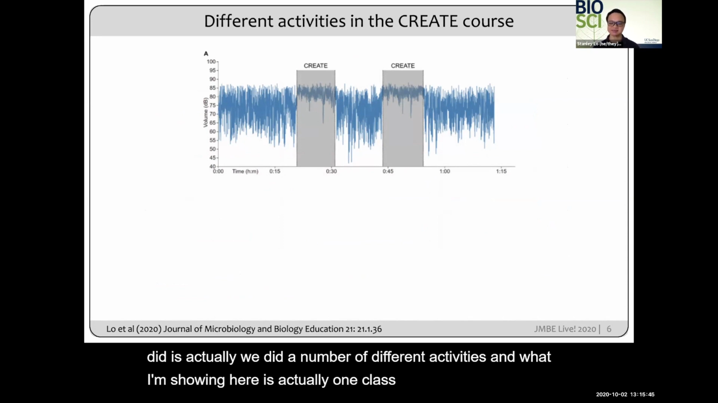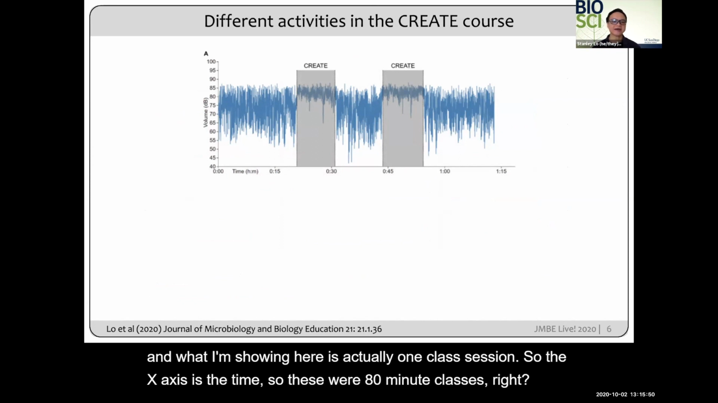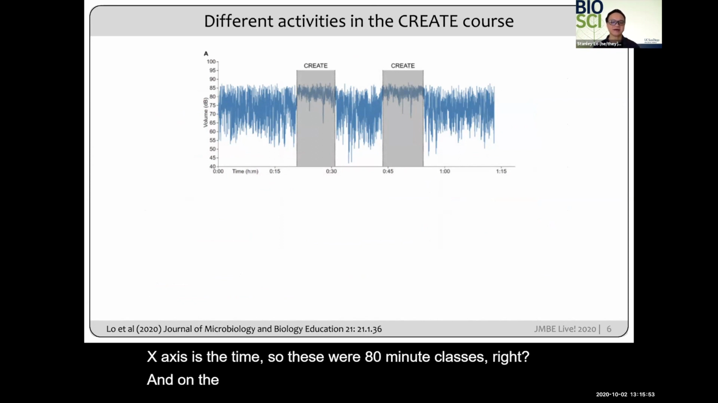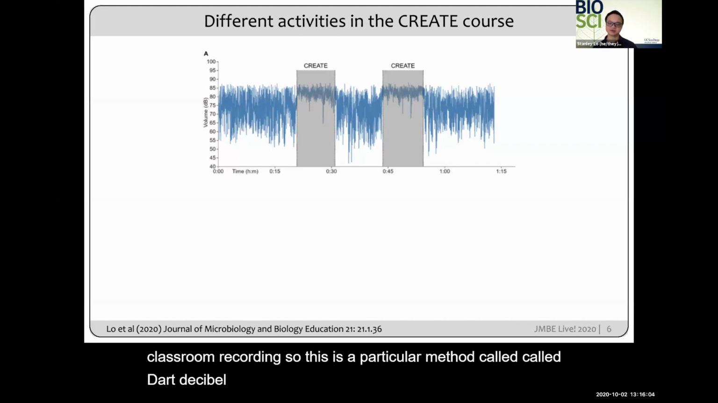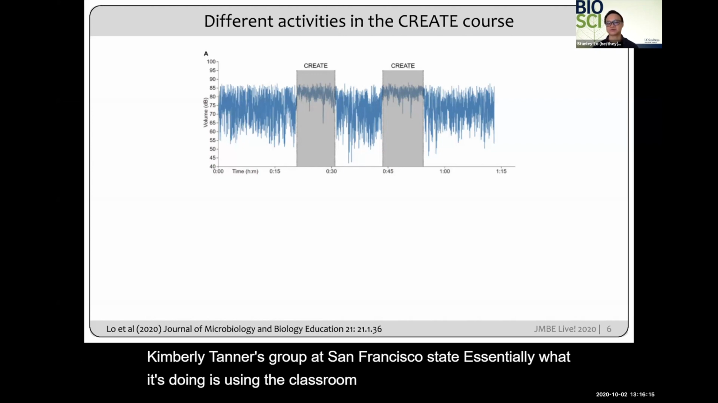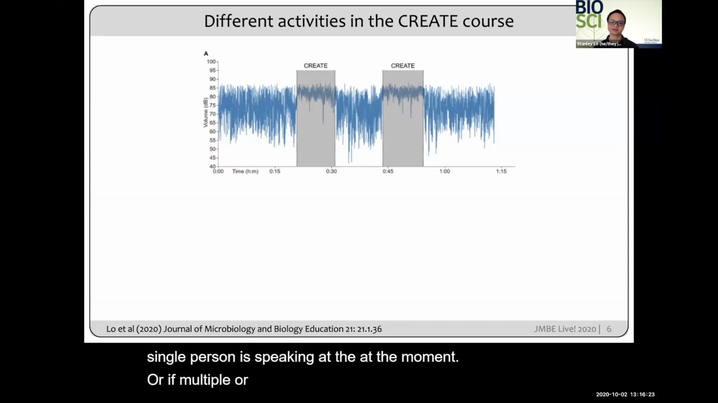So the x-axis is the time. These were 80-minute classes. And on the y-axis is the decibel volume of the classroom recording. This is a particular method called DART, Decibel Analysis of Research and Teaching, developed by Kimberly Tanner's group at San Francisco State. Essentially what it's doing is using the classroom recording to determine if a single person is speaking at the moment, or if multiple or many people are speaking at the moment.